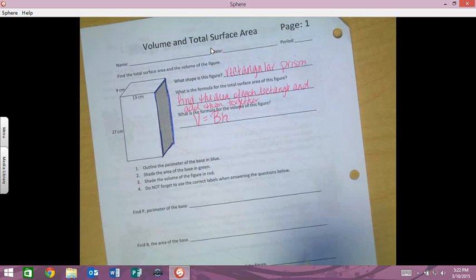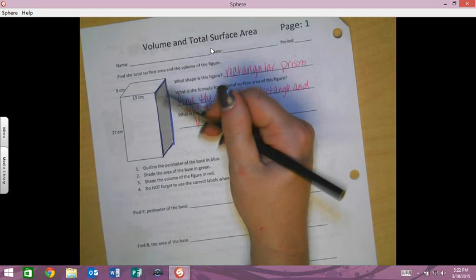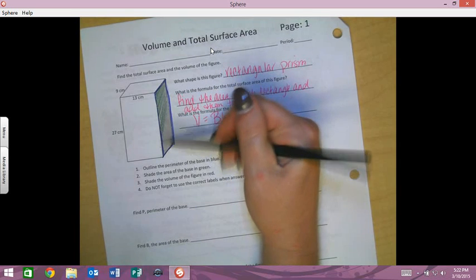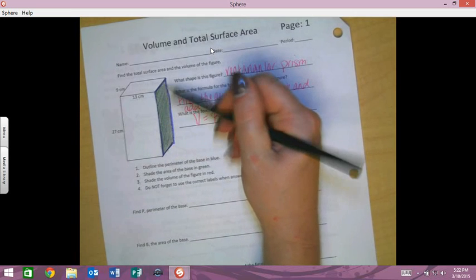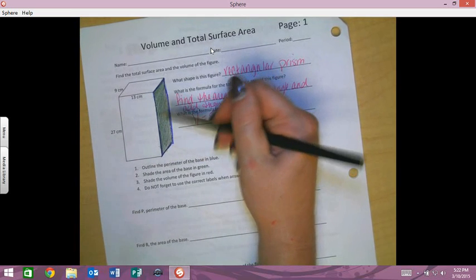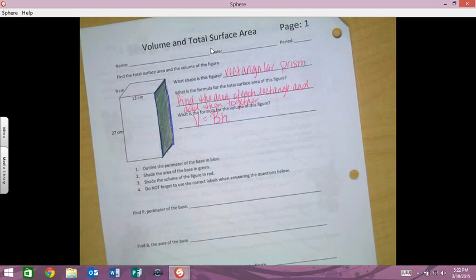Then you're going to shade the area of the base in green. So you're shading in green. Make it nice and neat. Please do not scribble scrabble. Okay. Then it says shade the volume of the figure in red.